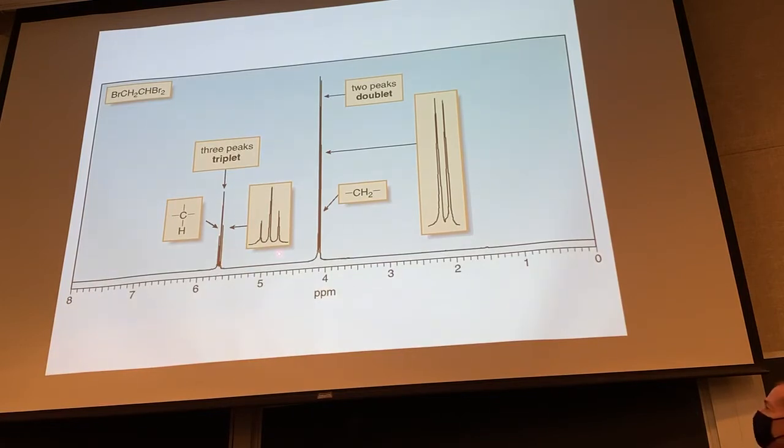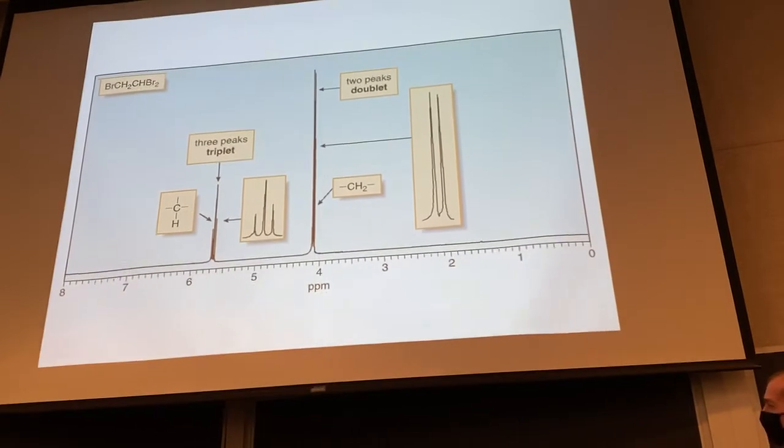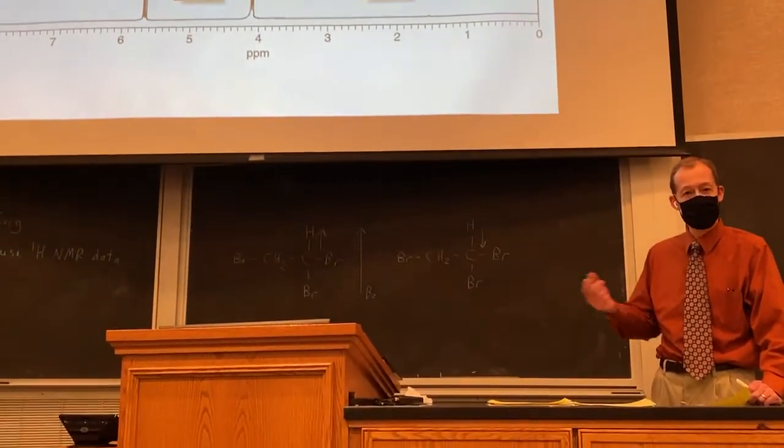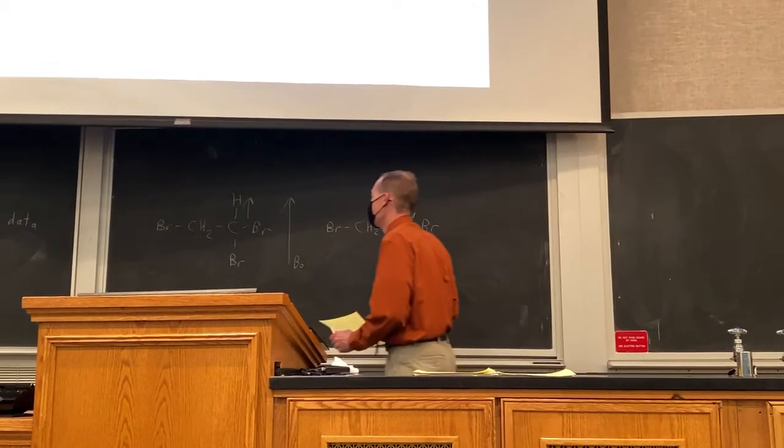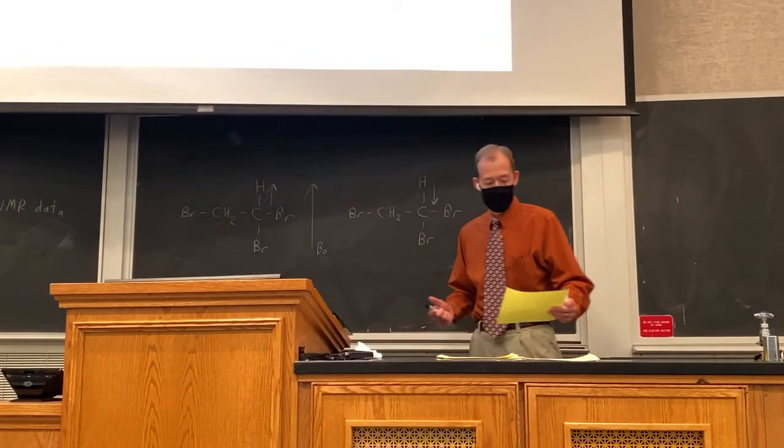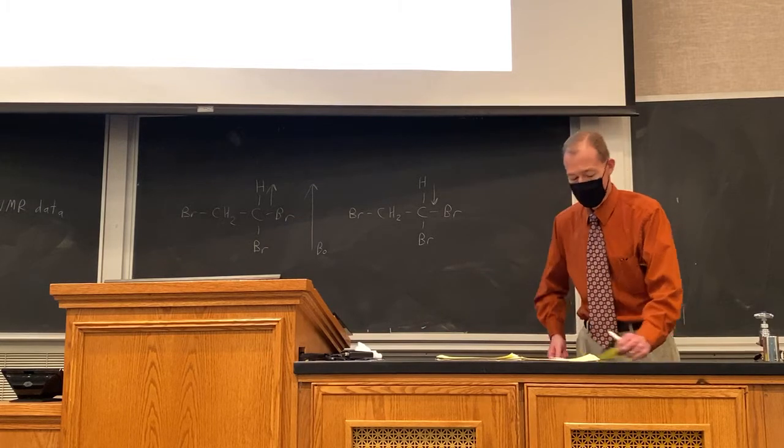If we had integration data, we would see that this signal is twice as big as that signal. But what we're focusing on here is that the CH signal is a triplet. It's split into three peaks with a 1:2:1 ratio. And the CH2, or the methylene, is split into two peaks. It's a doublet, and the ratio of heights in the doublet is 1:1. Okay? So this is what we refer to as splitting, or sometimes spin-spin splitting, because it is the spins of the hydrogens that are causing the splitting of the neighboring protons.